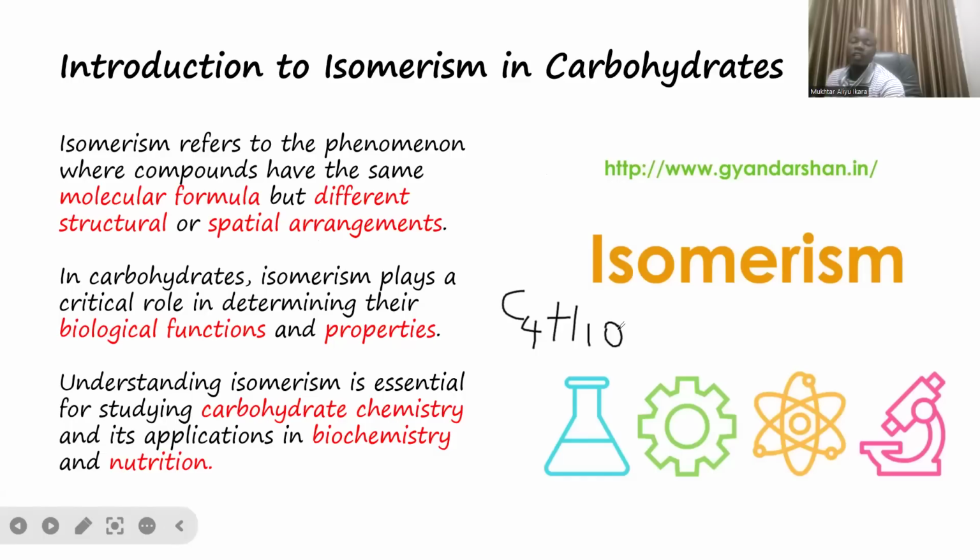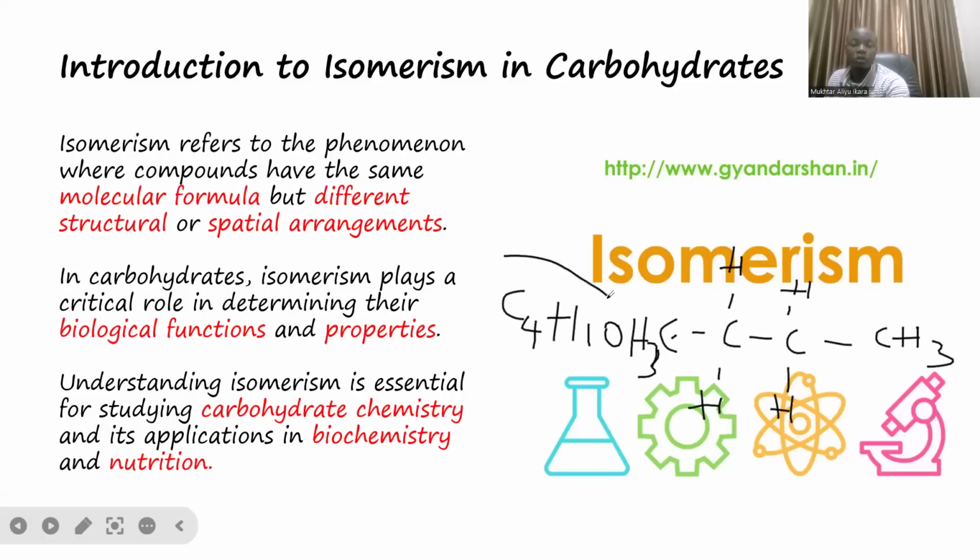Structurally, butane can be something like this. It can be C, C, C, C. And here we have 3 hydrogen atoms. Here is hydrogen, here is also another hydrogen, here is also another hydrogen, and here, of course, we have 3 hydrogen atoms. Forget about the last carbon, because this is not part of the structure. So this is actually N-butane.